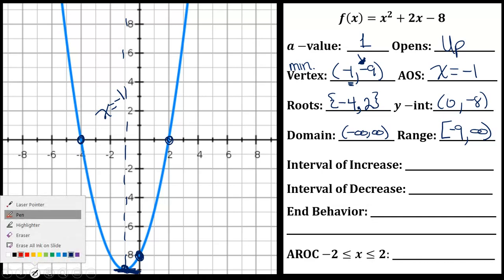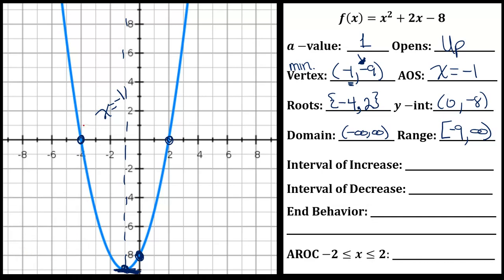Okay, our interval of increase and decrease. So we have negative infinity over here, positive infinity here, and here is the turning point when x is -1. So from negative infinity to -1, my graph is decreasing. So make sure you write that in the right spot.